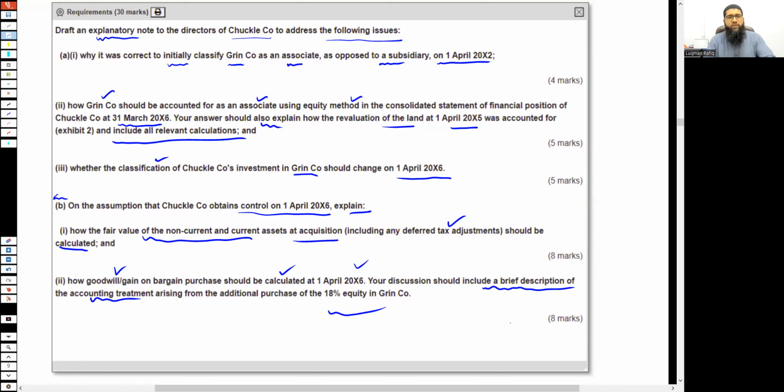So what we now need to do is handle these 30 marks in a proper manner. First of all, one part is why it is correct to initially classify Green as an associate as opposed to a subsidiary. I'm going to open up this Word document also, and I would say Chuckle Company.